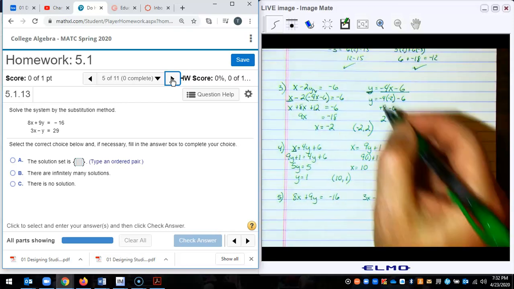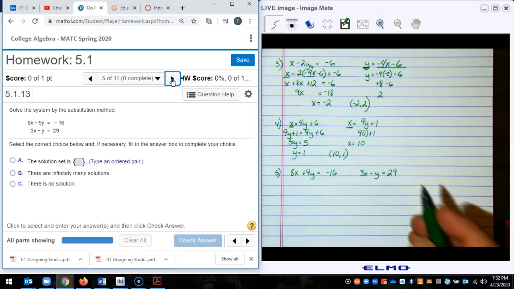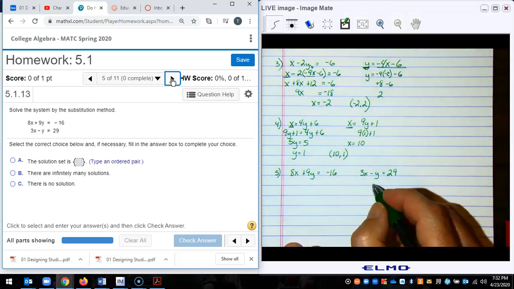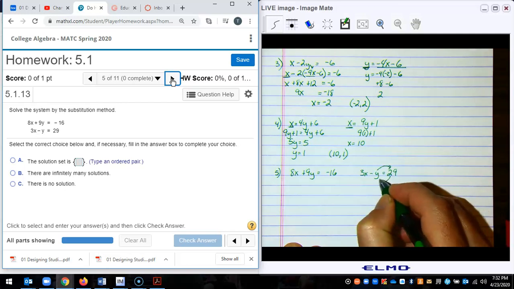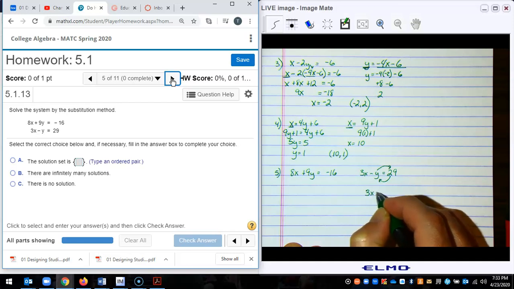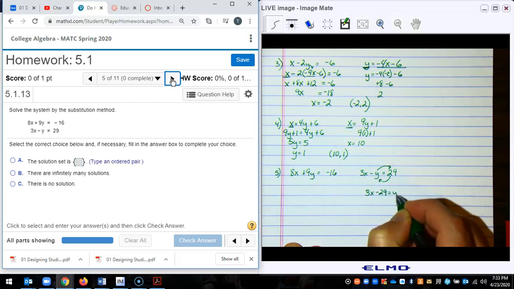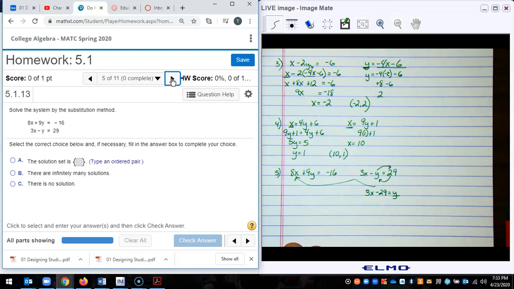The other ones already had y equals. It already had x equals. This one does not have that. So we have to do a little bit of preparatory work on this. I'm going to add the y to the other side. We're going to subtract the 29, so that means that 3x minus 29 is going to equal y. And now that I have y by itself, now we can substitute this in.